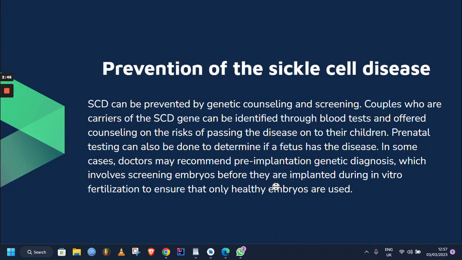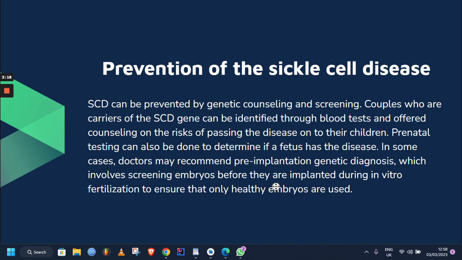Prevention of the disease. Sickle cell disease can be prevented by genetic counseling and screening. Couples who are carriers of the disease can be identified through blood tests and offered counseling on the risks of passing the disease to their children. Prenatal testing can also be done to determine if a fetus has the disease.